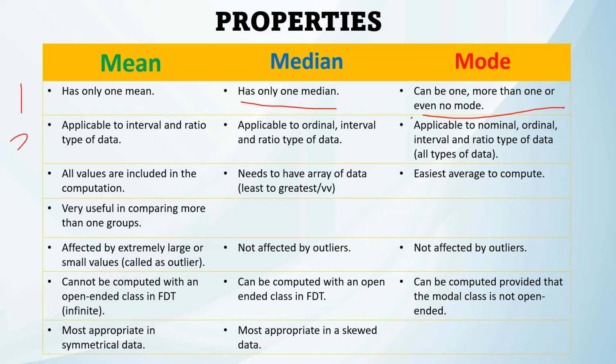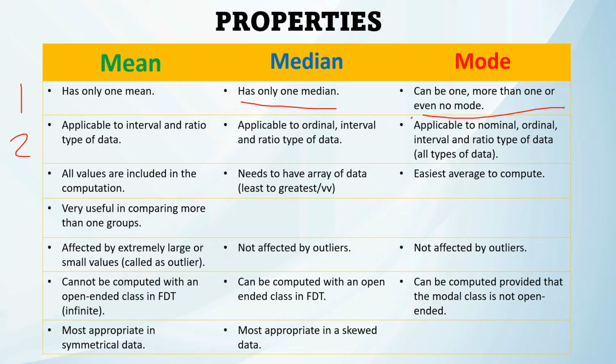So next, let's have the second row. Mean is applicable to interval and ratio type of data. Because as you can remember, we have 4 scales or 4 levels of data.